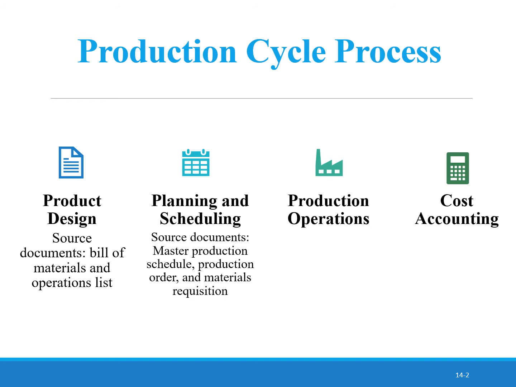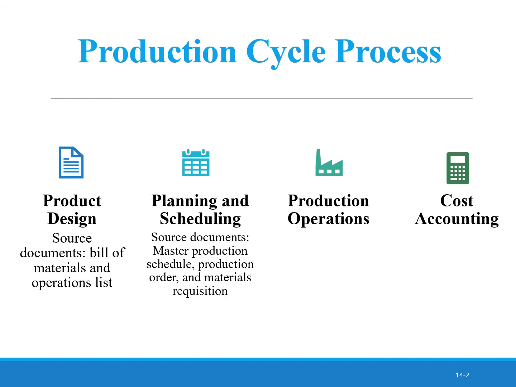The second activity is planning and scheduling. The source documents here are the master production schedule, the production order, and the material requisition. So here we should have a plan and schedule for the production process. And normally here we need to involve the sales forecasting, how much, and also the customer order as well. So we need to know how much we should produce, and then we need to request the materials, the raw materials, according to what we have. So the production order is based on the sales order, the material requisition is based on those orders, and we also create a master production schedule based on timing and the materials that should be involved.